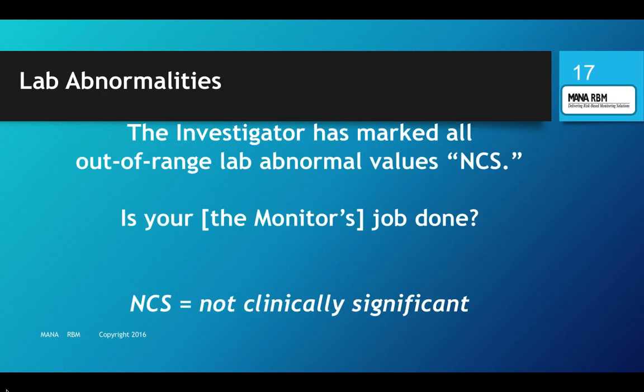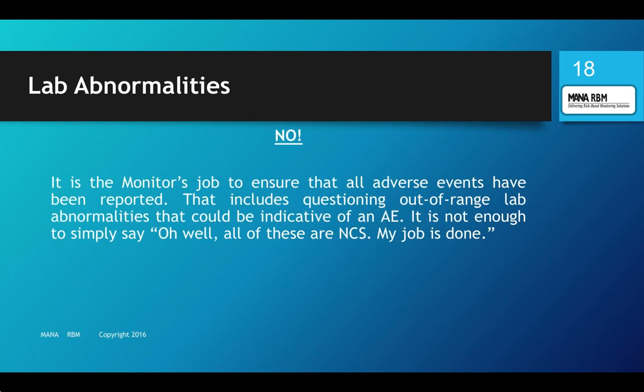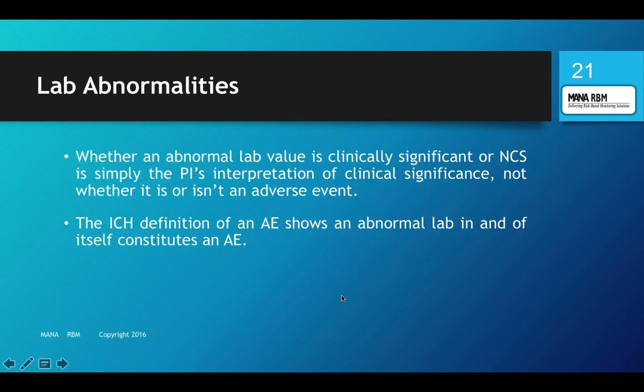So I jumped a little bit ahead here. If they've marked all of the out of range labs as not clinically significant, are you off the hook? I've already given you the answer to that. The answer is no, you're not off the hook, because you need to make sure that all AEs are reported. And that includes questioning any out of range labs, okay? Could they be indicative of an AE? And if so, as soon as you see NCS, you're not done yet. Just remember that, because whether it's clinically significant or not is not the only determination of whether it's an adverse event.